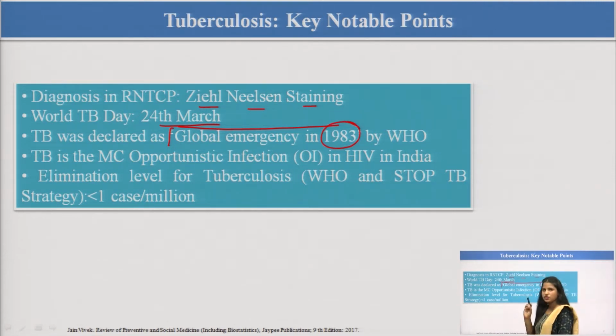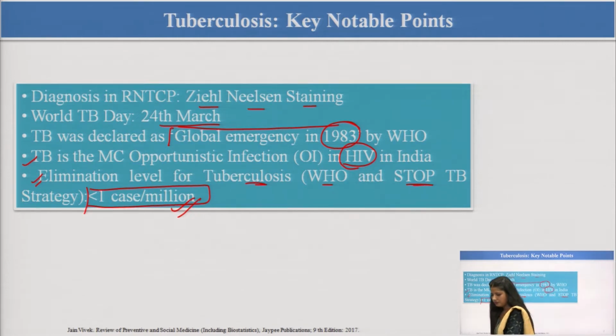These are some key points which you should keep in mind. TB is the most common opportunistic infection, meaning whenever the immunity is low, this is the most common infection the patient gets, especially with HIV, because in HIV immunity is low. The elimination level for TB by the WHO and the Stop TB strategy is a target of less than 1 case per million. If that condition is met, we say the disease is eliminated.